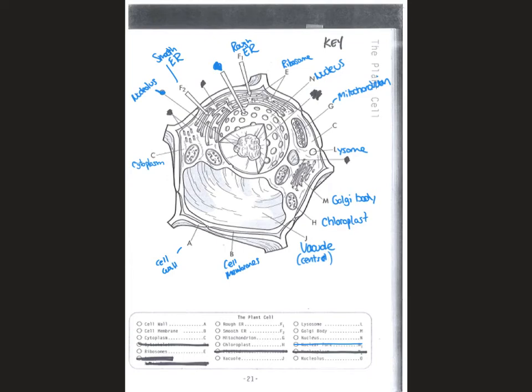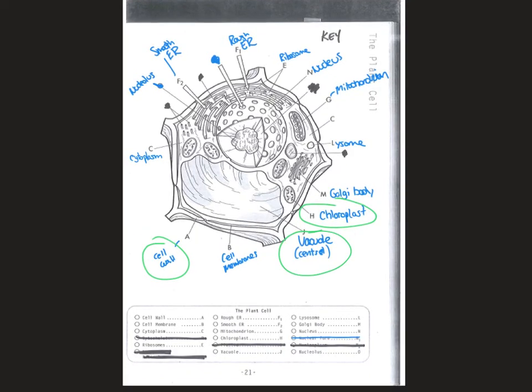Alright, so this video is just going to explain some of the labeling here and a little bit about the definitions of each one. So we're looking at a plant cell here. Some of the characteristics, how we know it's a plant cell, is the cell wall here and the chloroplast here, and the large vacuole here. Those are kind of three characteristics of plant cells.